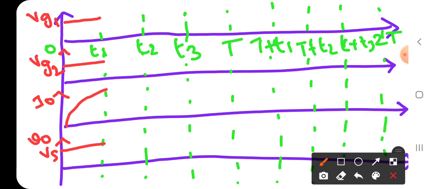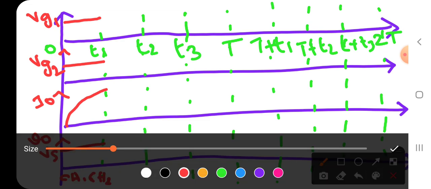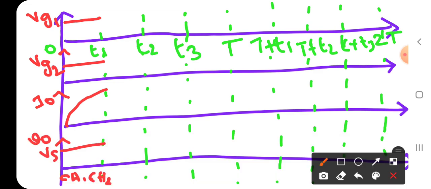So now from T1 to T2, what are the switches turned on? Chopper 1 and chopper 2. Then here we try to turn off the chopper 1. When we turn off the chopper 1, chopper 2 and D1 are turned on. D1 is forward biased. Therefore, current decreases to 0.